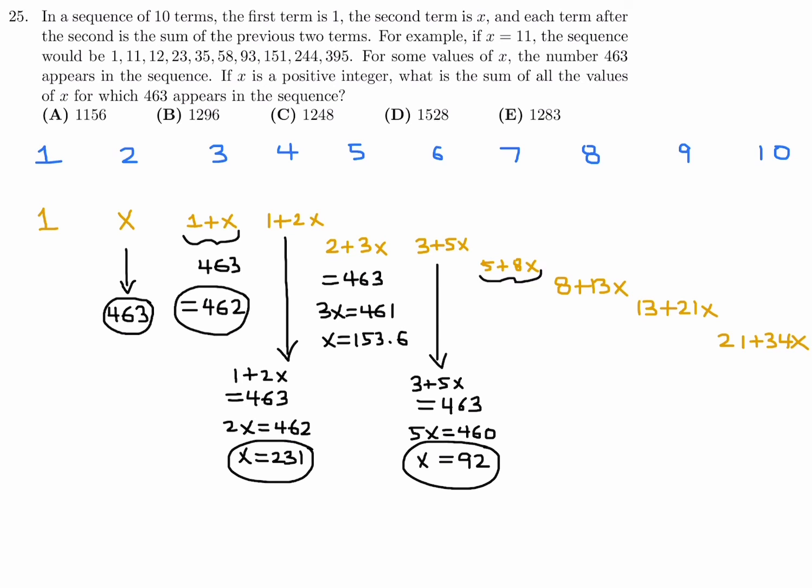This now is going to be equal to 463. And if you do the math, you get 8x is equal to 458. And therefore, x would be equal to approximately 57.25. So we don't include that because that's not an integer. All right, we have 3 more actually.